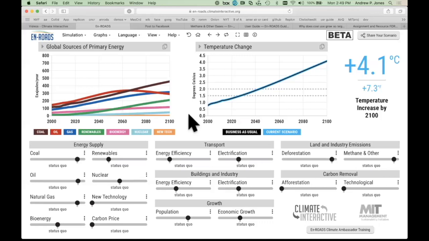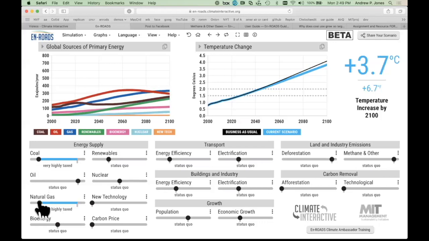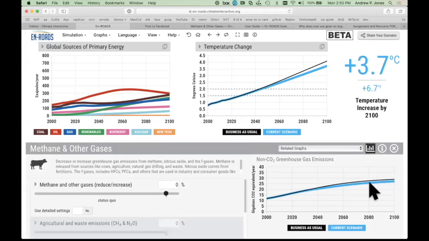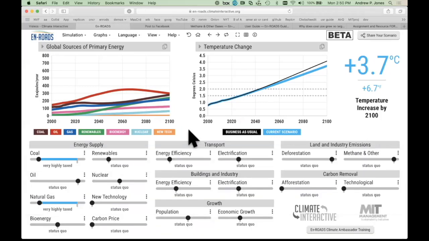The other thing is that what we do in coal, oil, and gas is connected to methane and other gases. So I just reduced coal and gas. Look over here at methane, and you'll see that methane emissions went down. Why? A lot comes from, actually, not the coal industry, but from the gas and oil industry. Those things are connected across the system.